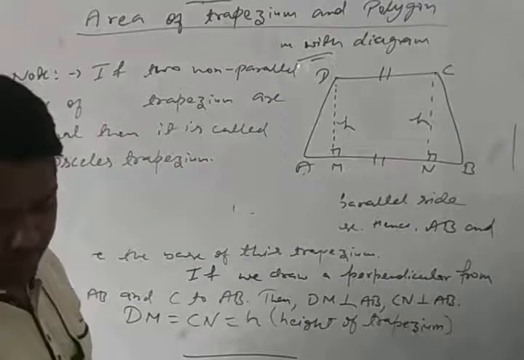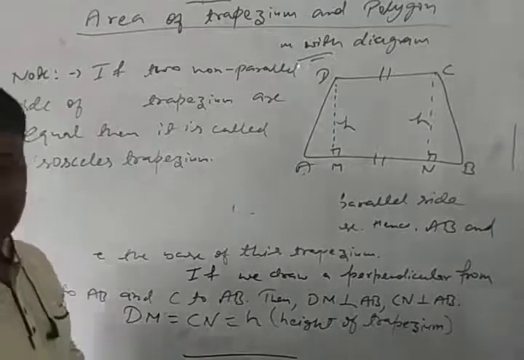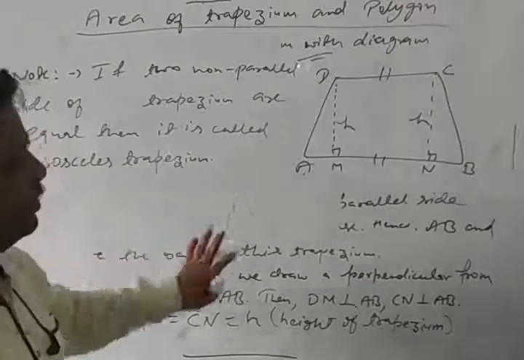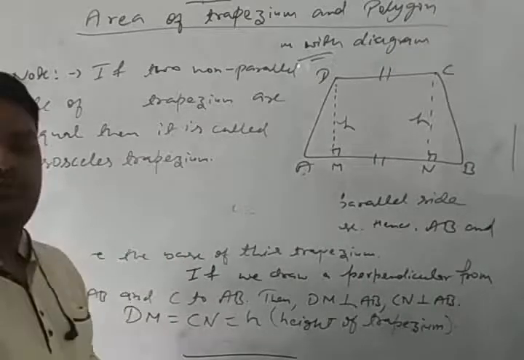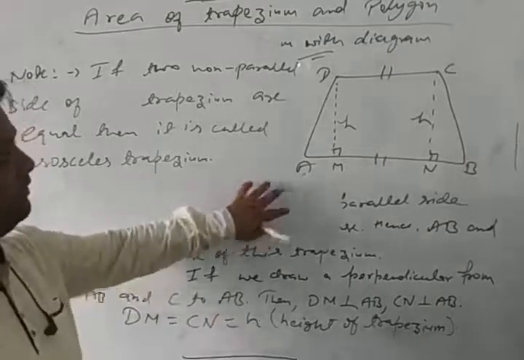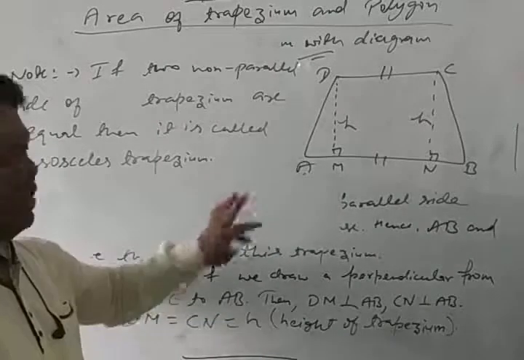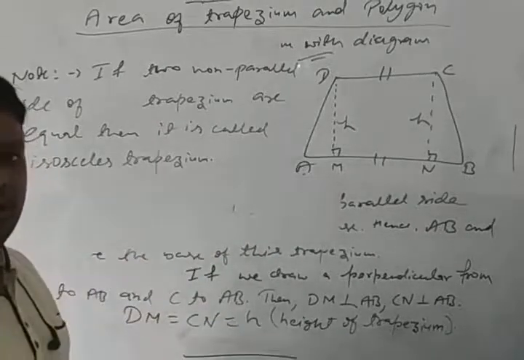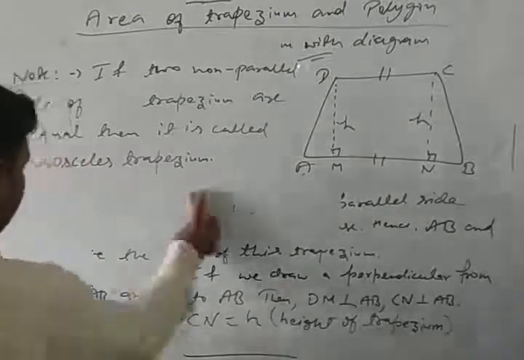Okay. So now after that there will be some more formulas. There will be a formula for the area of the trapezium. So what will be the formula for the area of a trapezium? Now I am writing.